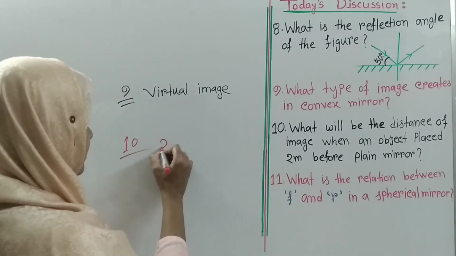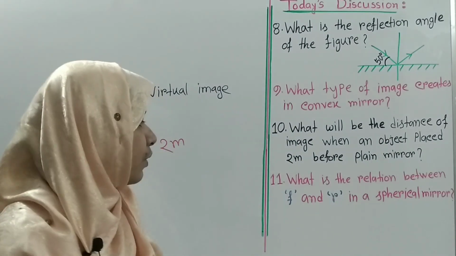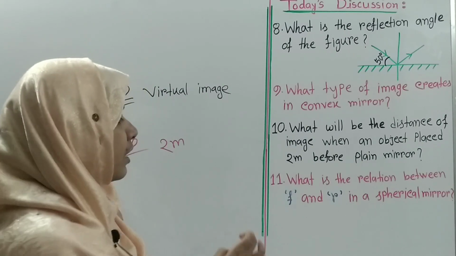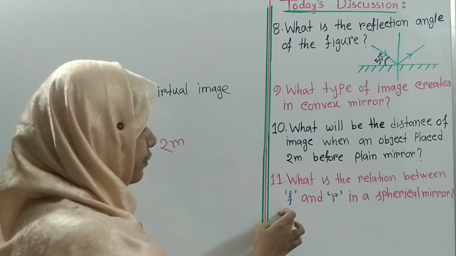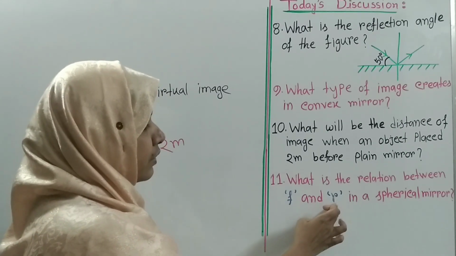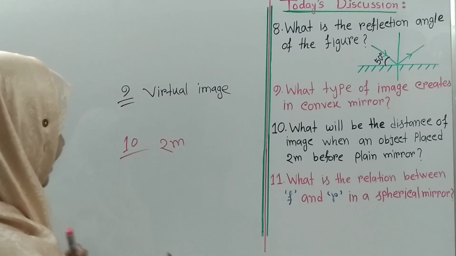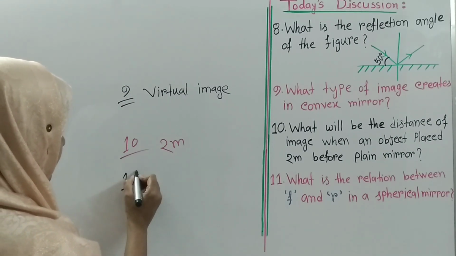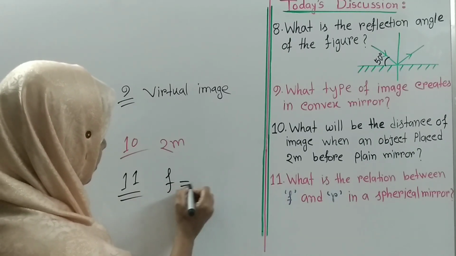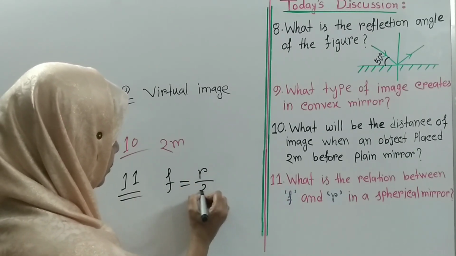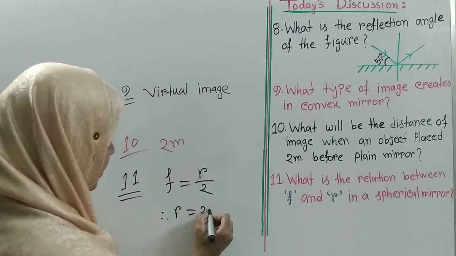The answer of question 10 is 2 meter. 11. What is the relation between F and R? That means the relation between focal length and radius of curvature. The relation between focal length and radius of curvature in a concave mirror is F is equal to R by 2, or R is equal to 2F.